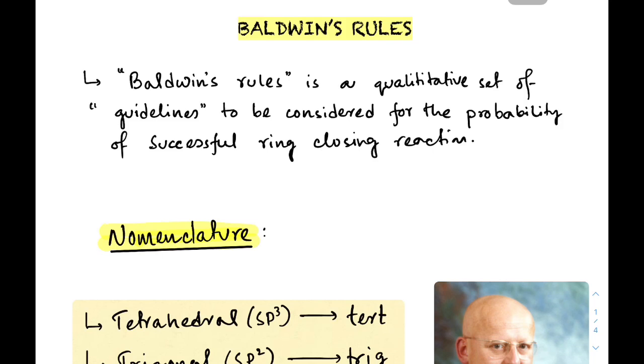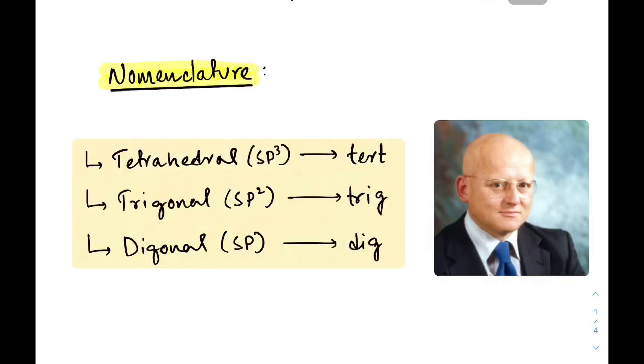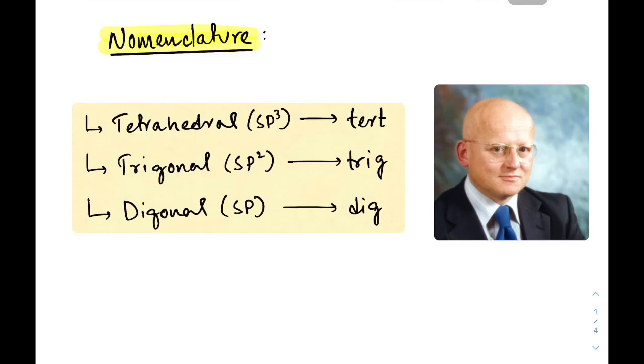Baldwin's rules is a qualitative set of guidelines to be considered for the probability of a successful ring closing reaction. We will discuss this briefly and look at some examples, so please watch the video till the end. Now first, the nomenclature.